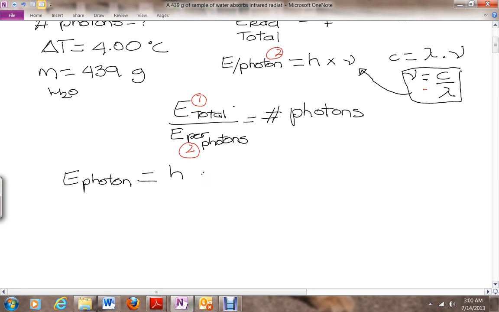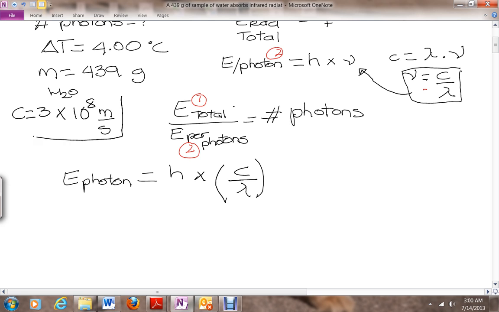But to save time, I usually do it directly. The frequency would be equal to C over wavelength. As you see, C is equal to 3 by 10 to the 8 meters per second, and H equals 6.626 by 10 to the minus 34 joules multiplied by second. All those constants, you're going to have in the exam.